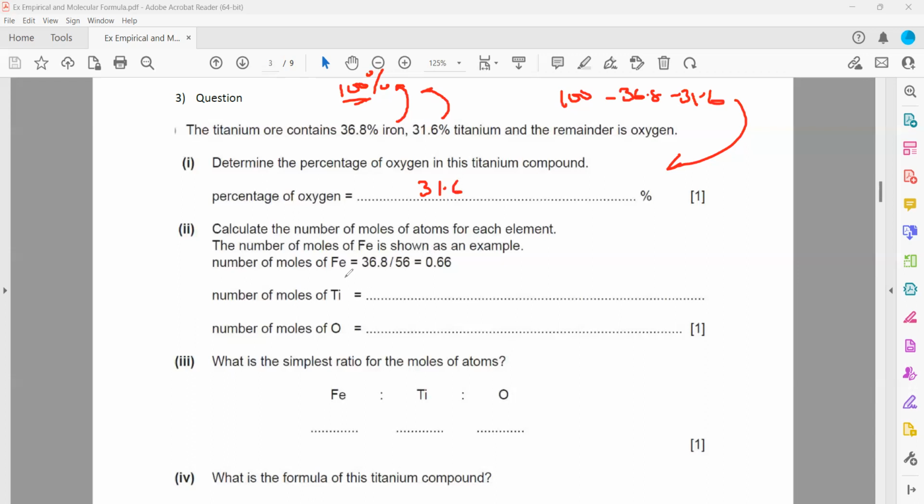Then to calculate the moles, how are moles calculated? The percentage divided by atomic mass. The percentage of iron was 36.8 and the atomic mass is 56. So that is 0.66. What about titanium? That is 31.6 divided by the mass of titanium. For the mass of titanium, you use a periodic table, which gives 48. So that will also give 0.66. And then to get the moles of oxygen, the percentage of oxygen, 31.6, divided by the mass, 16. So 31.6 divided by 16 is 1.98.